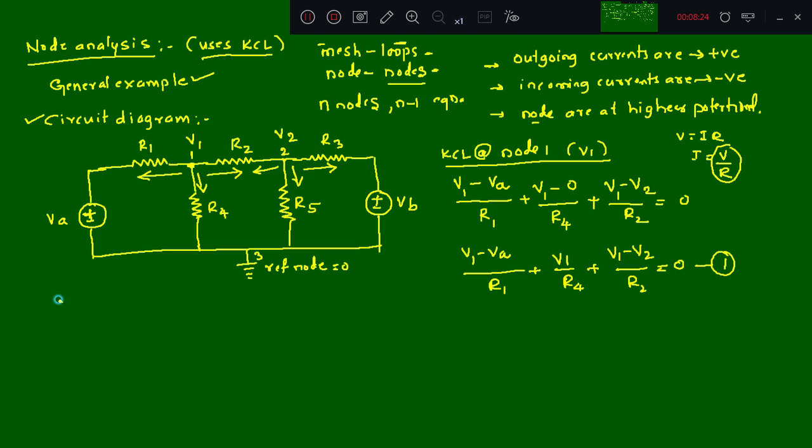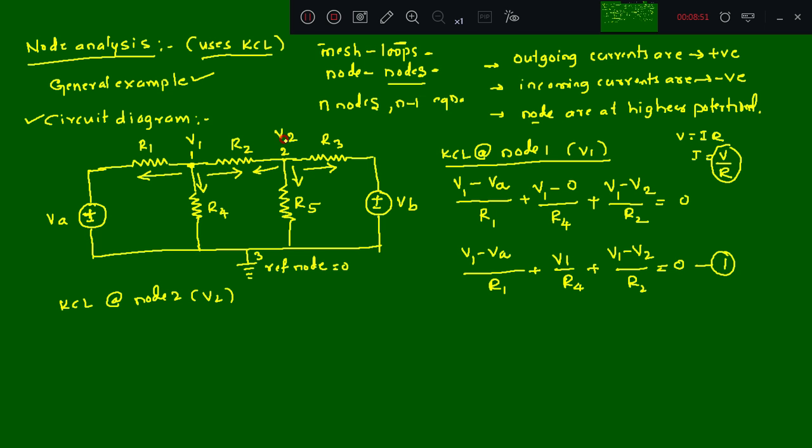Similarly, you should write KCL at node 2, or V2. How do we write that equation from this point? How many outgoing and incoming currents are there? Only outgoing currents, all three are outgoing. Now we'll write this part of the circuit. So KCL at node 2, that is V2.